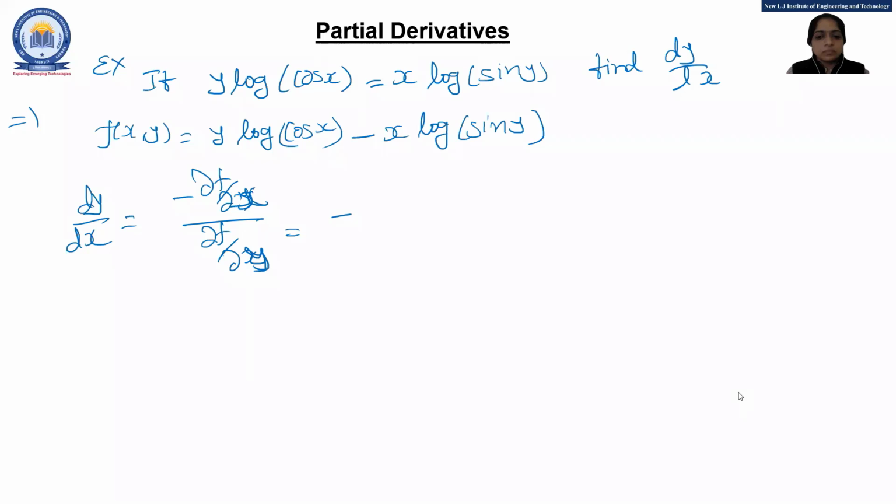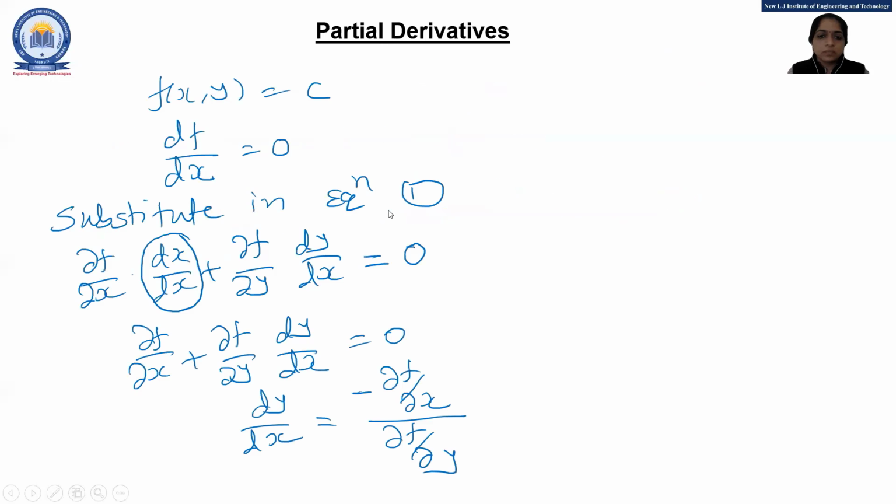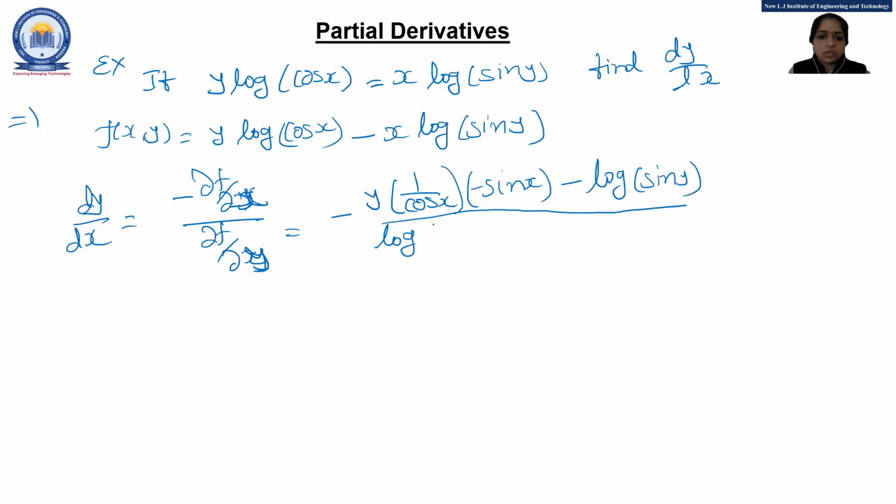Yes, Rishit. y into 1 upon cos x. See, this is log cos x, so 1 upon cos x, into minus sin x. You are applying the chain rule here, right? So minus sin x, minus log sin y, into 1. No need to write the 1 here. The value of del f by del y is log cos x minus x upon sin y into cos y. Okay, thank you, Rishit.